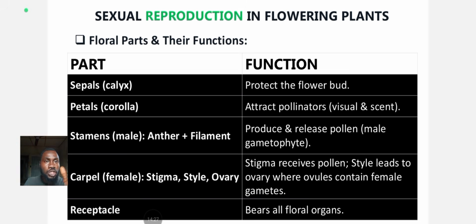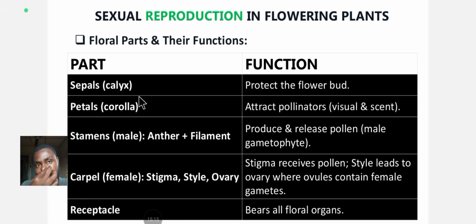So sexual reproduction in flowering plants, first of all, we have to understand the floral parts of flowering plants before we understand the sexual reproduction in flowering plants, all right? Because if we don't know the parts of flowering plants, how then do we understand the sexual reproduction of flowering plants? Now let's look at the floral parts and the functions of those floral parts in flowering plants, all right? On the left side of the table contains the parts, okay, the floral parts, while on the right side of this table, you can see on your screen, contains the function of that particular floral part, all right?